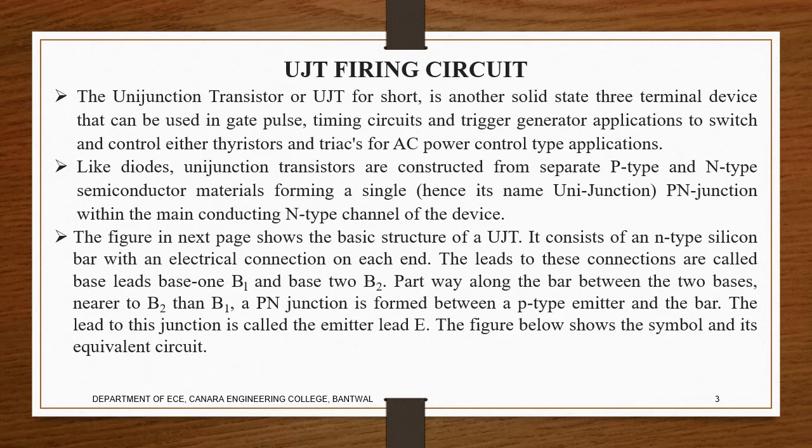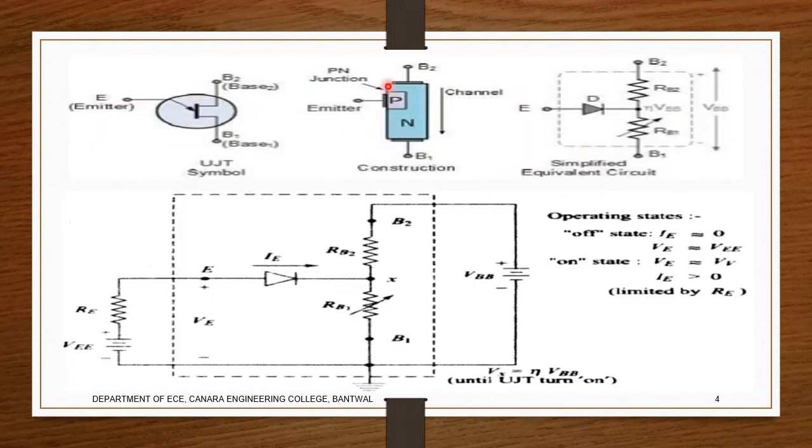You can see here the N-type semiconductor plays a major role, with a small P-type inserted in the N-type. So this forms a PN junction, and this layer which is connected here, we call the emitter. The two terminals on the N side we call the bases, and we name them B1 and B2 here.